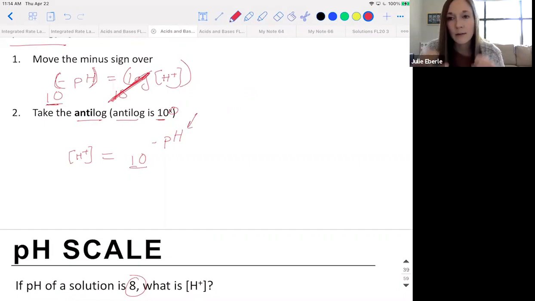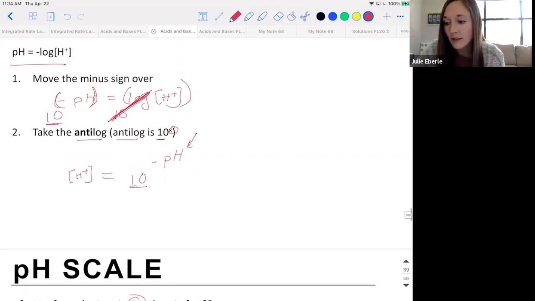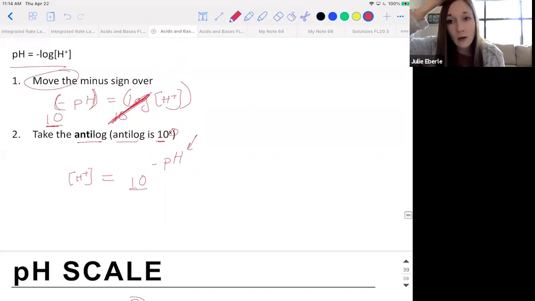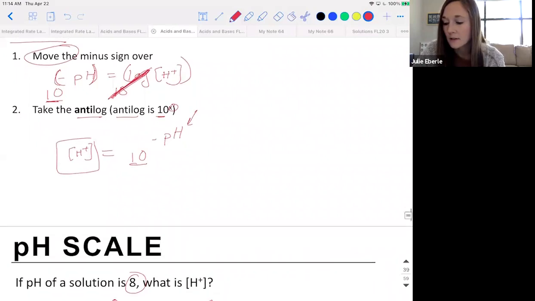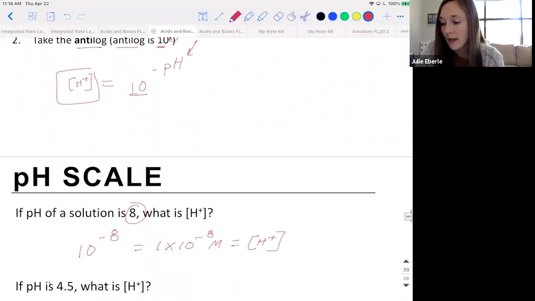And in your calculator, you'll type in 10 raised to the power of negative. Don't forget the negative because we moved the minus sign over. All right. Because we're just trying to isolate H plus. We're trying to solve for the concentration of H plus. So the example here we worked, if we have a pH of 8, we do 10 to the negative pH, so that's 10 to the negative 8, which is just 1 times 10 to the negative 8, all right? Literally, if you plug that in your calculator, that's what you should get.